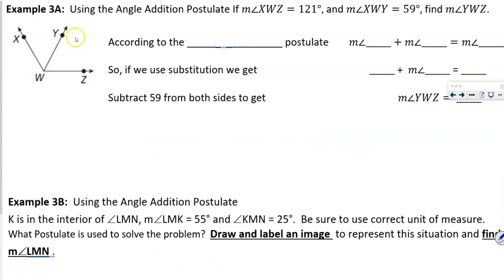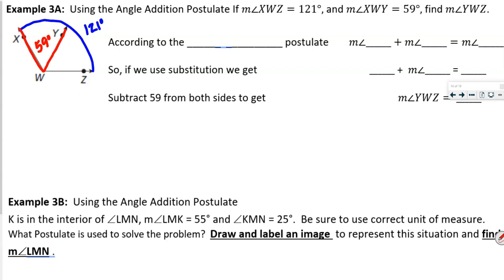All right, so using the angle addition postulate, if the measure of angle XWZ, now watch the way I do this, XWZ is the whole big angle. So when I do this like this, I know that I'm talking about the whole big angle. That's 121 degrees. And then XWY is this part right here, so that's 59 degrees.